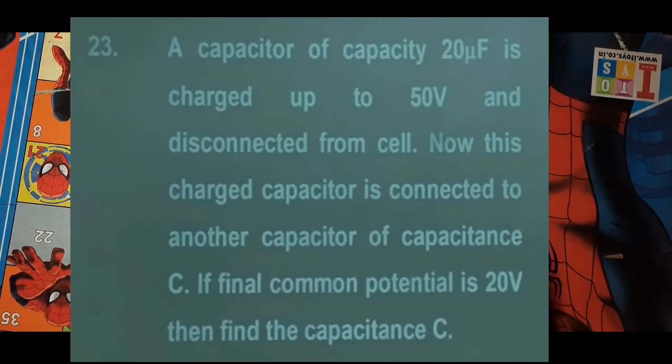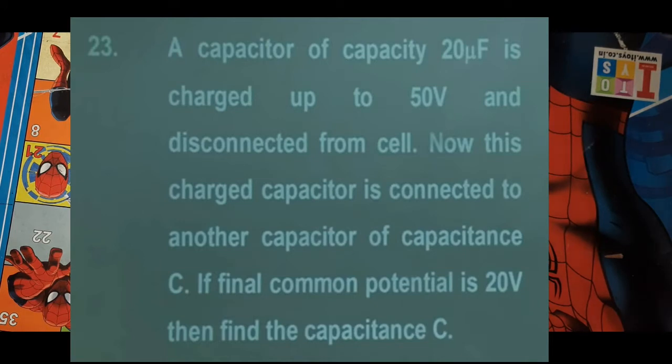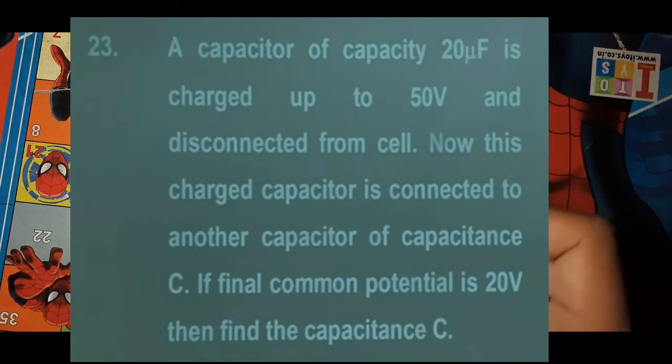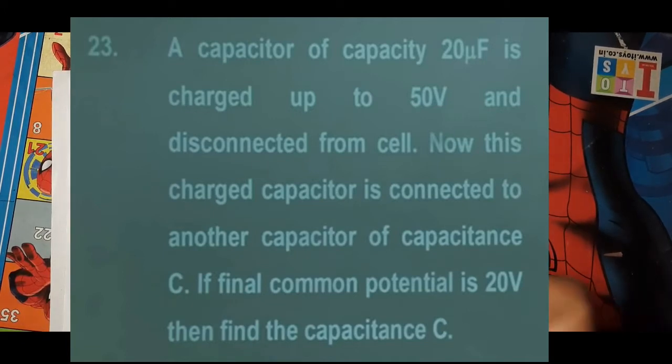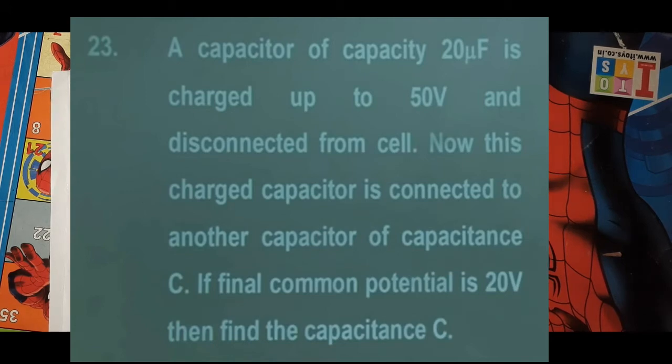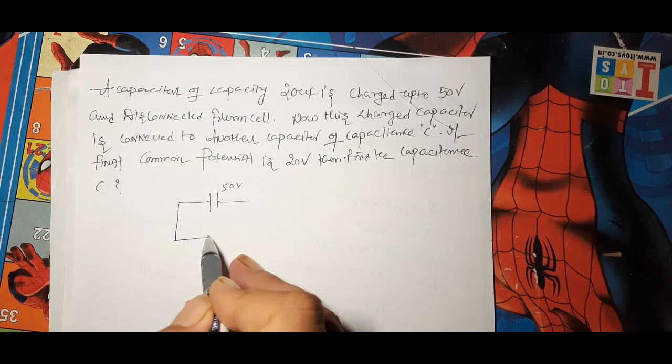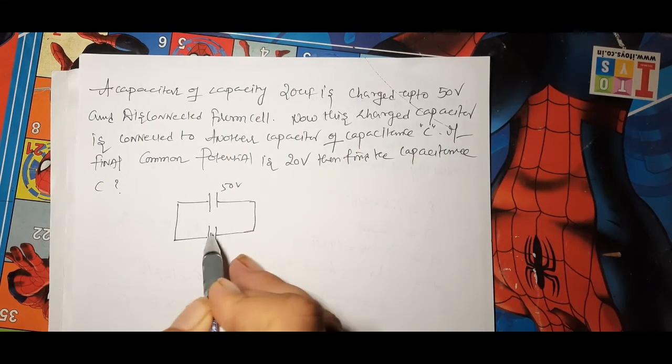Now another question. A capacitor of capacity 20 microfarads is charged up to 50 volts and disconnected from the cell. Now this charged capacitor is connected to another uncharged capacitor of capacitance C. If the final common potential is 20 volts, then find the capacitance C. This model was asked in shift 1 also. This capacitor is fully charged up to 50 volts, and it is connected to another uncharged capacitor whose capacity is C.